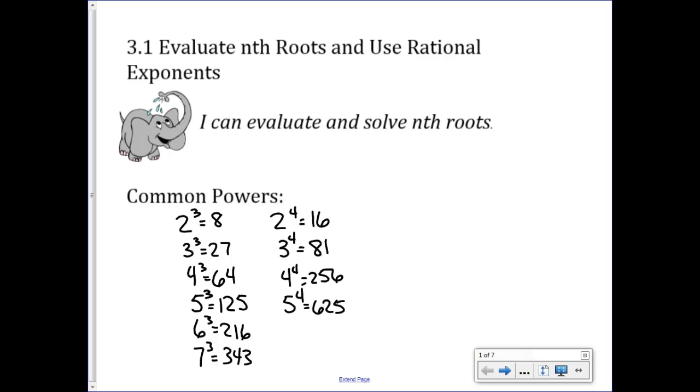We can do 2 to the fifth would be 32. Anything much bigger than that, 3 to the fifth, that grows pretty quickly. So 2 to the sixth would be 64. You can fill in more of those if you want to, but those are just some common powers that we would use.